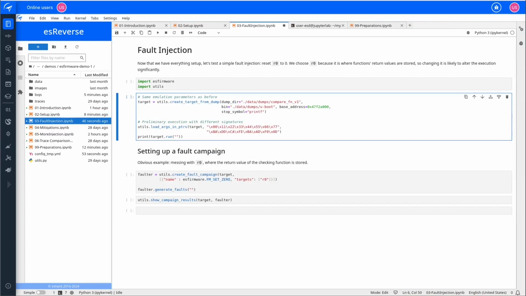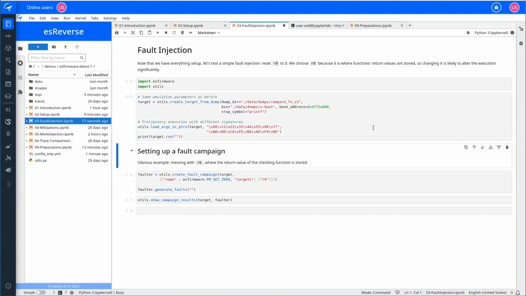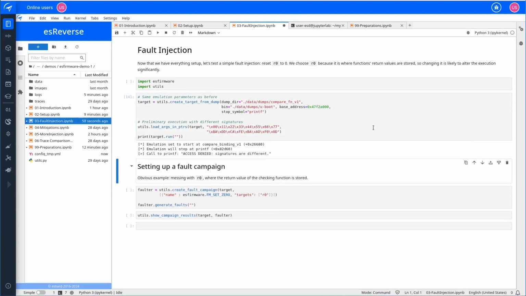Okay, so the fault injection is the purpose of that third notebook here. We're going to inject faults against an emulation of the function where we have two different signatures. Obviously, we are trying to see if we can twist the execution of that security measure into returning access granted, even though the signatures are different. So that's the emulation that we set up. But now, to inject faults, we need a fault model. We need to specify how we want to fault that process.